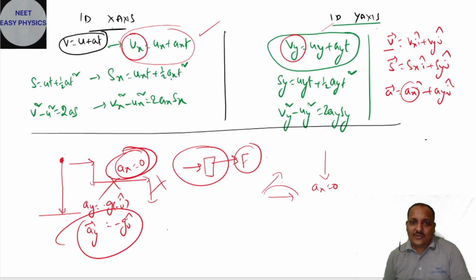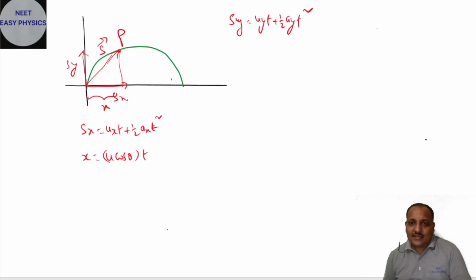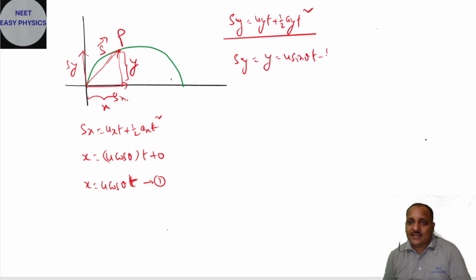X equal to ux, which is u cos theta, so u cos theta t. Ax is 0. Therefore, x equal to u cos theta t. That is equation 1. Now Sy, I am taking this as y. So y is equal to uy t, which is u sin theta t, and ay is minus g, so minus half g t square, because u cos theta is horizontal and u sin theta is upwards. Call it equation number 2.